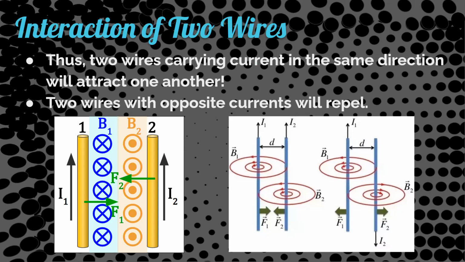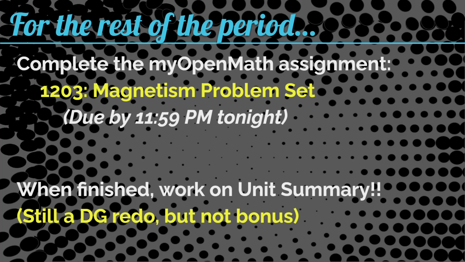Does anybody have a question about this? Okay, that is it for today's notes then. For the rest of the class period, you're working on the assignment 1203 magnetism problem set. You will find it in My Open Math. It is due by 11:59 p.m. tonight, but you should have plenty of time to finish it in class. Because we don't get out of here until 11:03, which means you guys have 22 minutes. So you've got plenty of time.